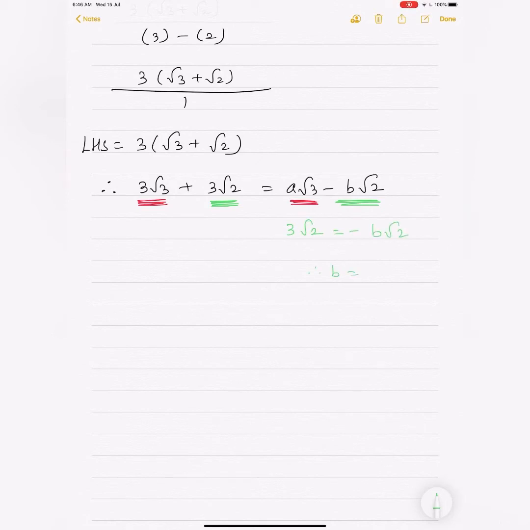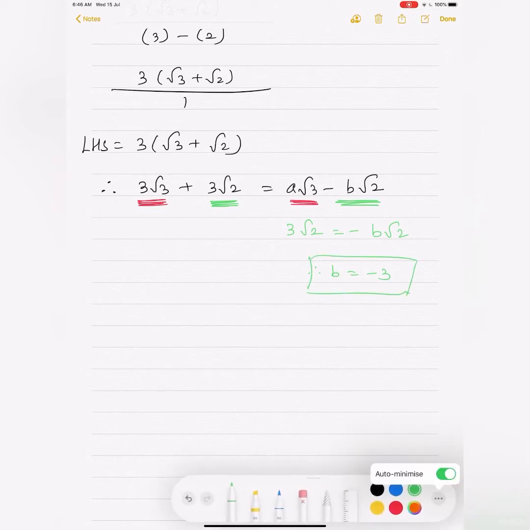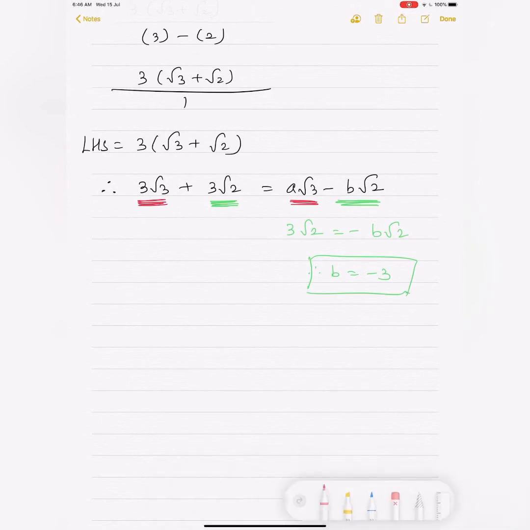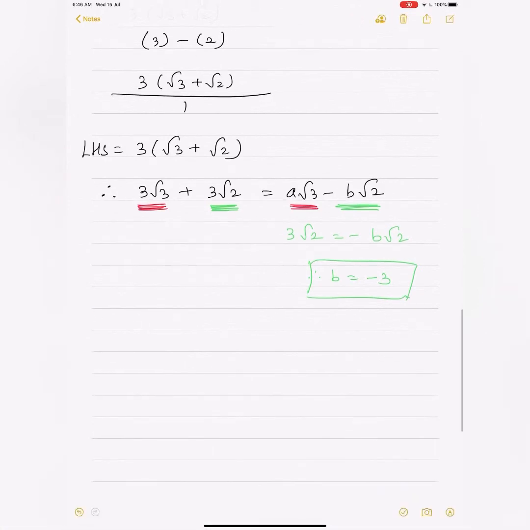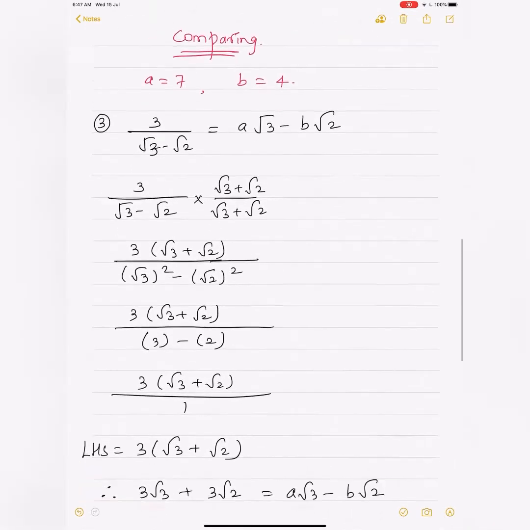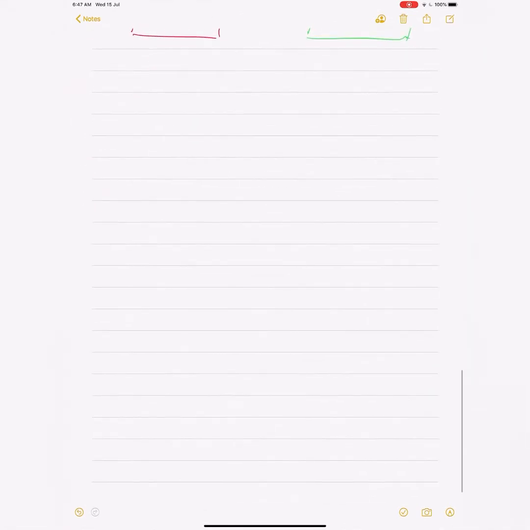So therefore B is equal to what? Minus 3. Now what about A? So how will we solve for A? Again here, 3 root 3 is equal to A root 3. So comparing, A is equal to what? 3. So this is your other answer. Okay, so this was our sum number 3. Now next, sum number 4.